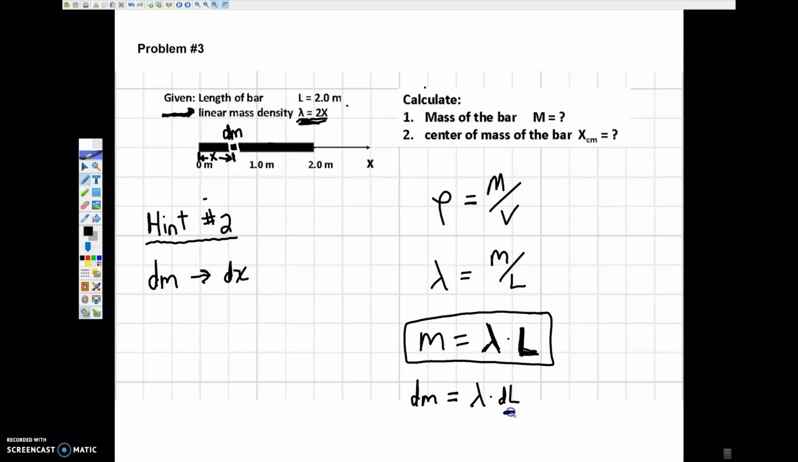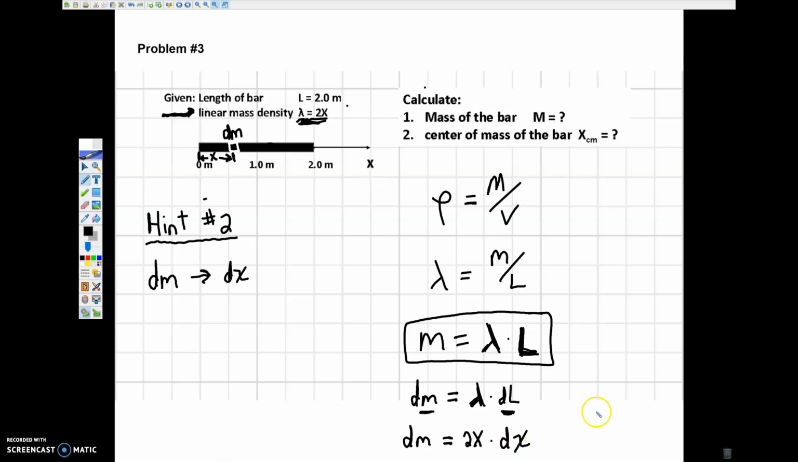If dl is small enough, then lambda would be constant over that dl, and then we could multiply lambda times dl to get the small amount of mass, dm. And in this particular case, we know that lambda is a function of x, so I could put in 2 times x, and dl could also be called a piece of the x-axis, so we could also call that dx.